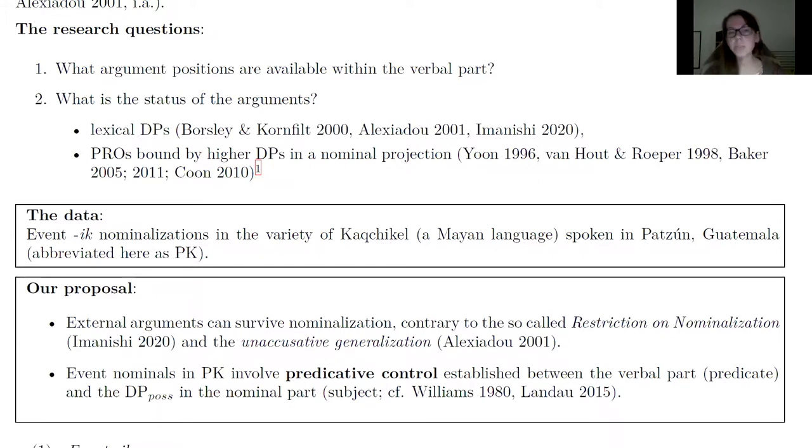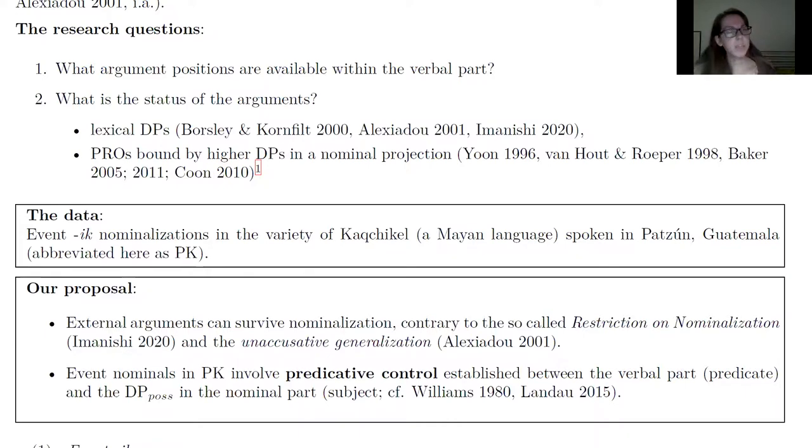This proposal is quite close to the one, for instance, made by Alexiadou for some European languages. So this is quite an important question, whether we can have ergative predicates being nominalized or not, and whether we can have those external arguments projected in the verbal part of such nominalizations. We'll try to show some novel data from Kakchikel that suggests that the restriction on nominalizations is too restrictive, it doesn't match the data, and that actually external arguments can be present.